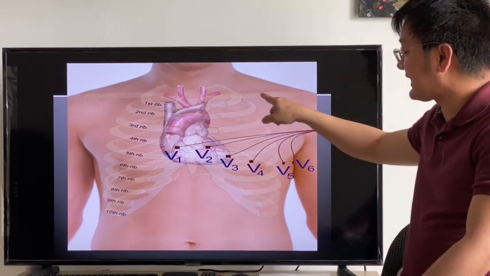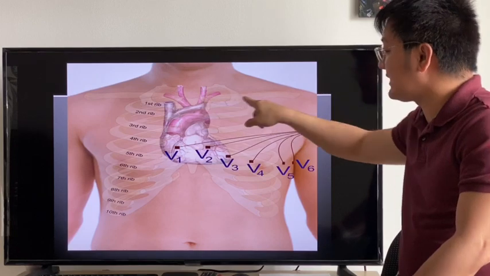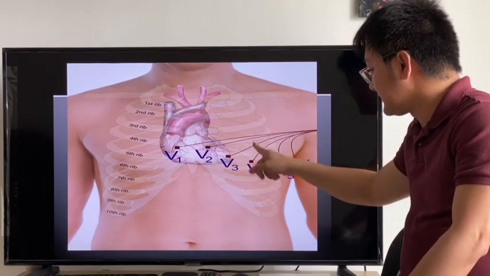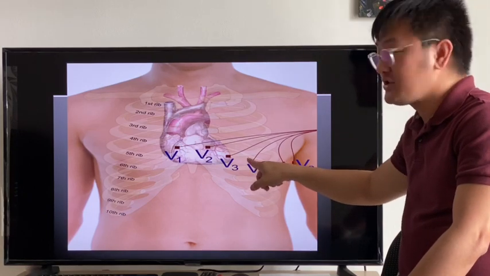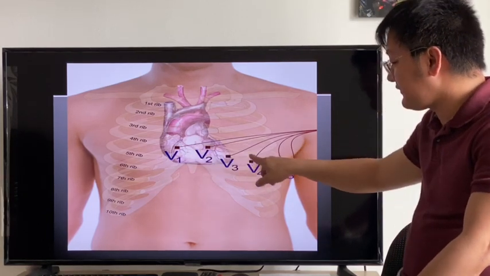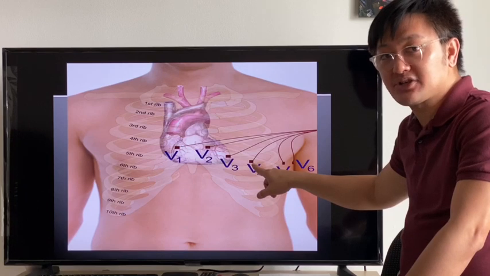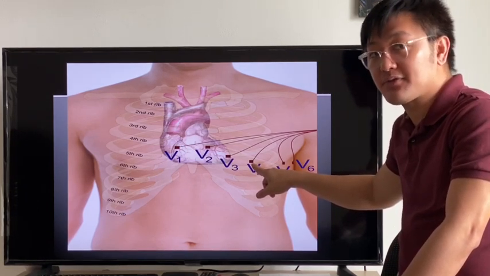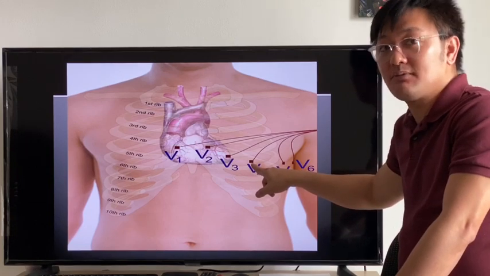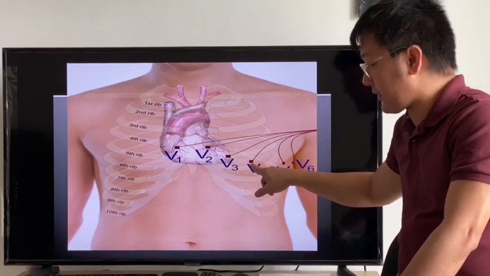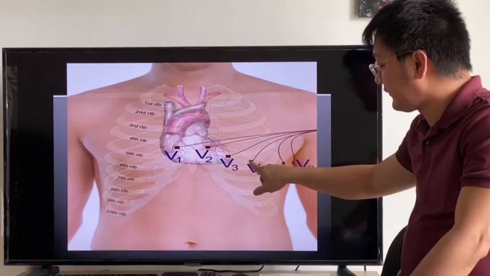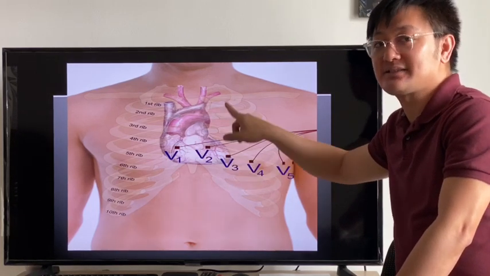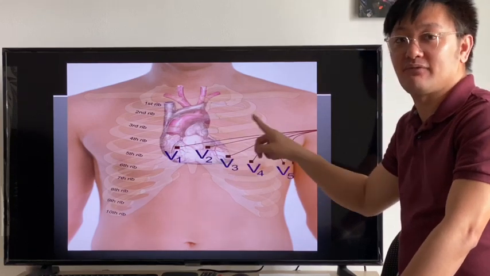Left midclavicular means between the middle of the left clavicle. So you place your V4 here. So V1, V2, V4. Once you're done placing your V4, that's the time you place your V3, or vector lead 3. You place your V3 between V2 and V4. So V2, V4, and in between, you place your V3. That is why I said you skip V3 and proceed to V4 first.